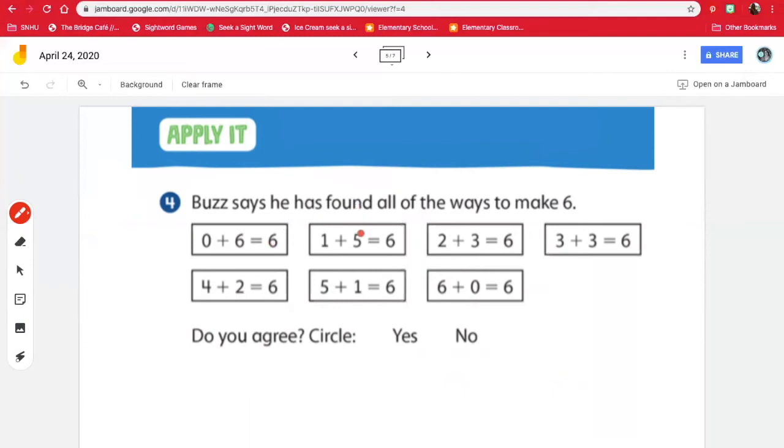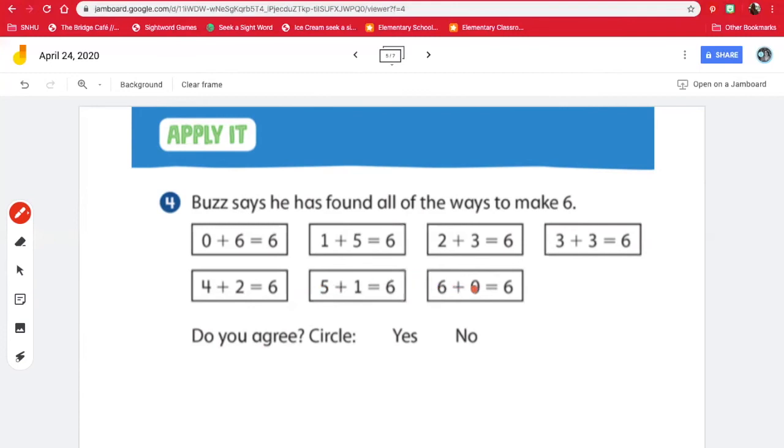What about 5 plus 1? Does that equal 6? Yep. 4 plus 2, does that equal 6? 4, 5, 6. Yep. If 1 plus 5 equals 6, then 5 plus 1 equals 6 because it's the same equation, just the addends are swapped.